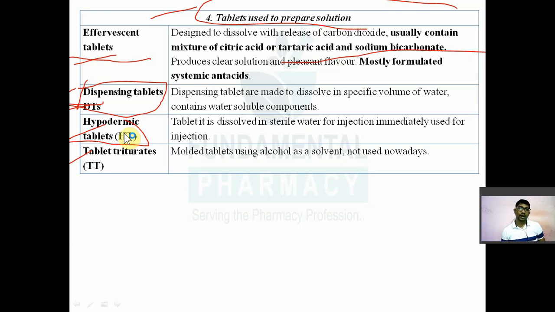Then again tablet triturates. They are nothing but molded tablets. They are made by the molding method. And mostly these consist of alcohol. They are not used nowadays, they are obsolete nowadays. These are the types of tablet.